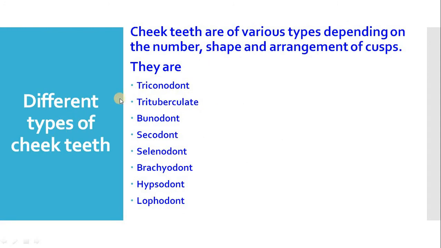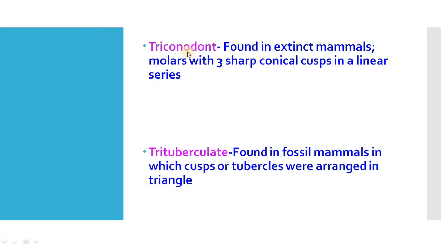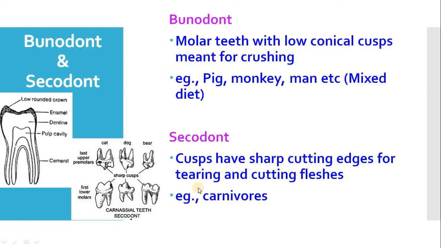Then different types of cheek teeth again. Cheek teeth are of various types depending on the number, shape, and arrangement of cusps. They are trichonodon, trituberculate, we can see in detail. Trichonodon are found in extinct mammals, molars with 3 sharp conical cusps in a linear series. Trituberculate, found in fossil mammals, in which cusps or tubercles were arranged in triangles.